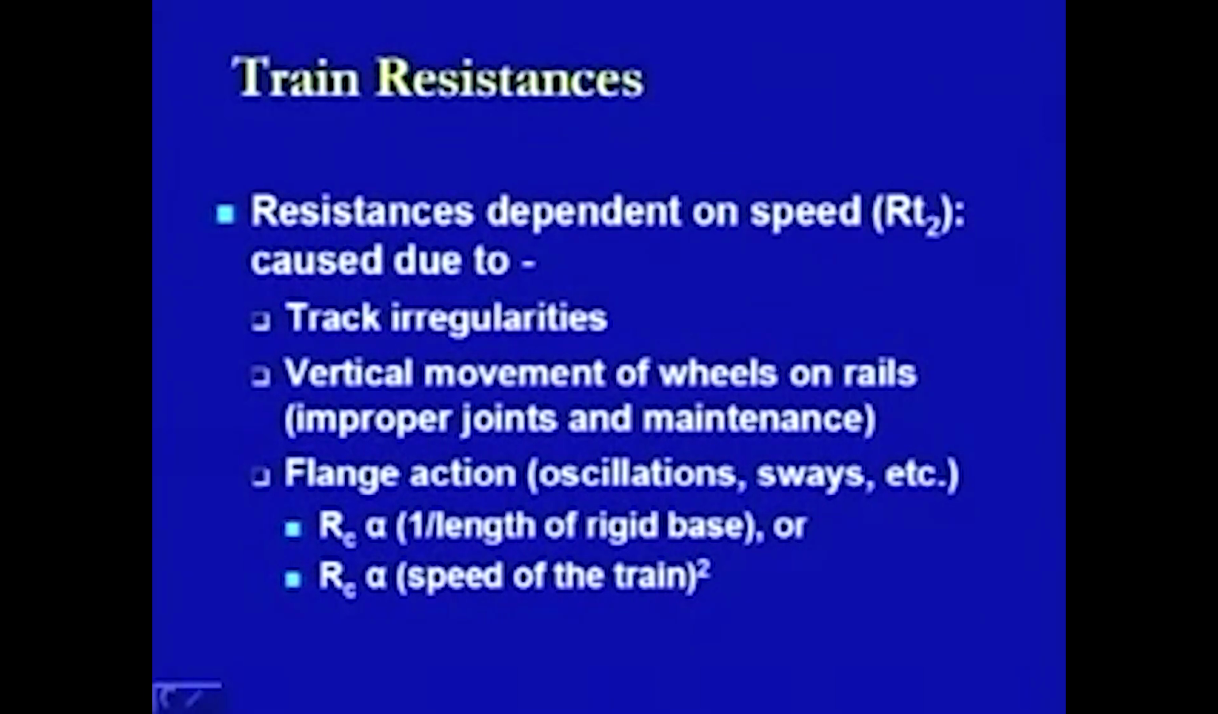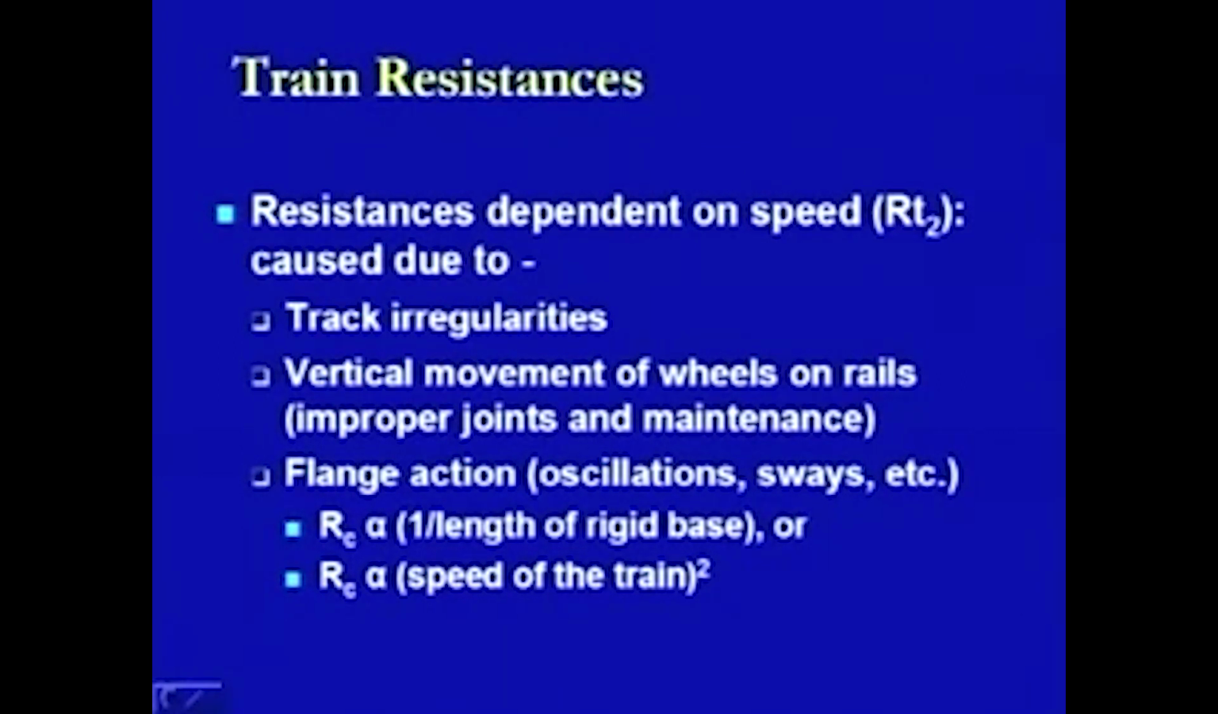Another aspect is related to flanges. As we have discussed previously while we talked about the coning of wheels, there is some distance between the flange and the head of the rail. Because of this distance, the flanges or the axles have the flexibility of moving in the lateral direction, and that is what is termed as the oscillation or the sway. And this oscillation or the sway and the resistance being offered due to this action is inversely proportional to the length of the rigid base, or it is proportional to the square of the speed of the train.